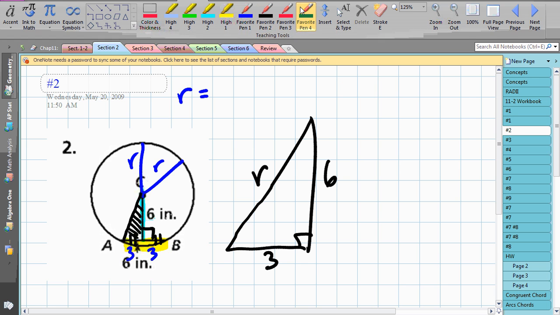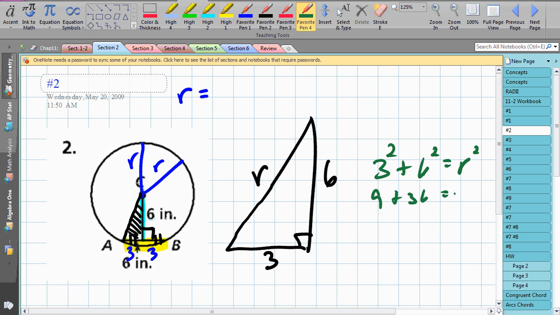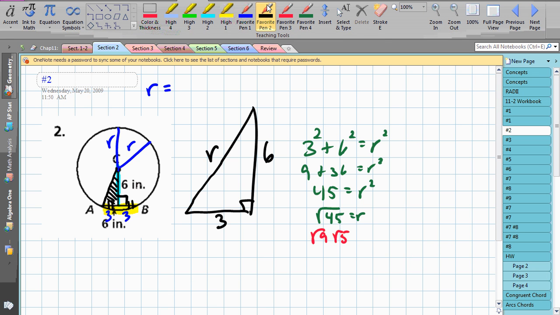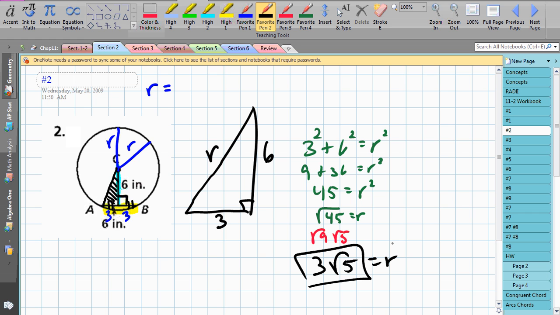In this case, this is not going to be a nice number. This is not going to be a Pythagorean triple. We have to use our knowledge of algebra and solve for this and get some radicals in here. So we're going to have 3 squared plus 6 squared equals R squared. We get 9 plus 36 equals R squared. That's 45 equals R squared. R equals the square root of 45. Then we have to go back to algebra and understand that 9 times 5 is 45. And then this simplifies to 3 radical 5. That is the radius of that particular picture.